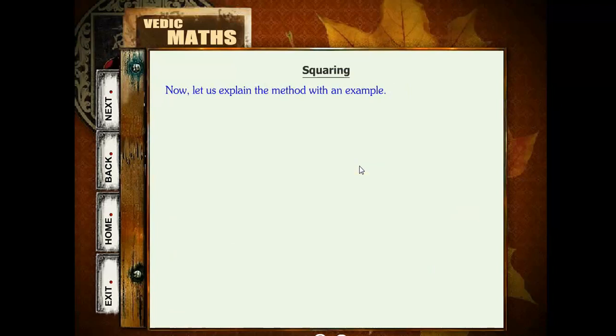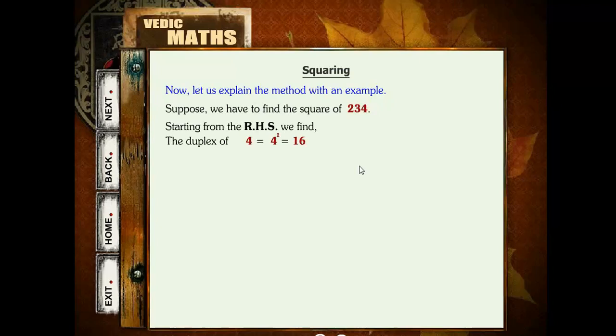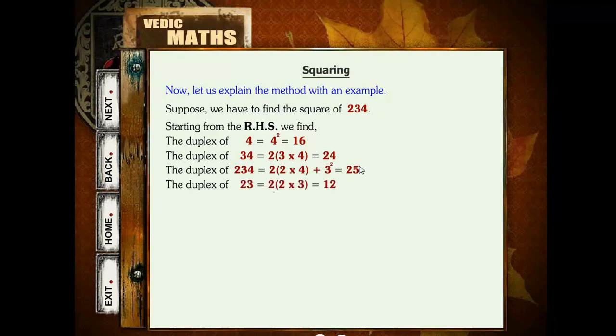Now let us explain the method with an example. Suppose we have to find the square of 234. Starting from the RHS, we find the duplex of 4, that is equal to 4 square, which is 16. The duplex of 34, which is equal to 24. The duplex of 234, that is equal to 25. The duplex of 23, which is equal to 12. And in the last, we find the duplex of 2, that is equal to 4.